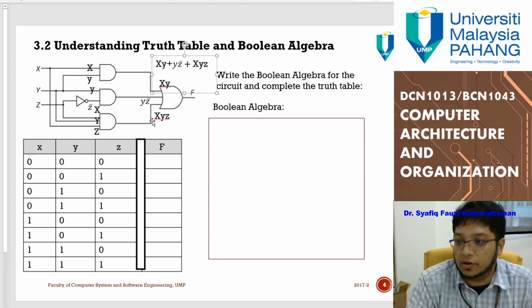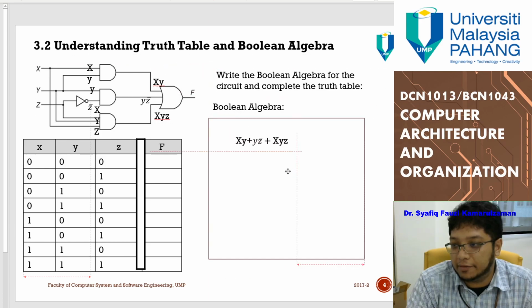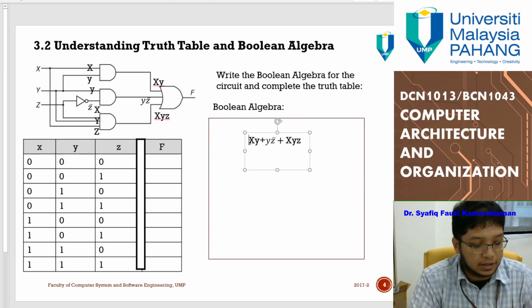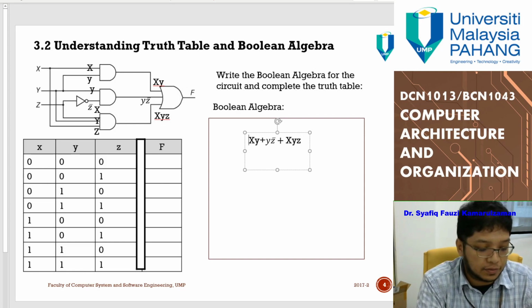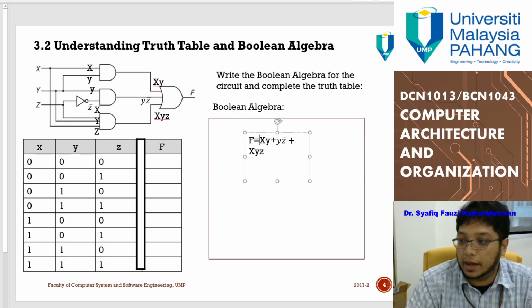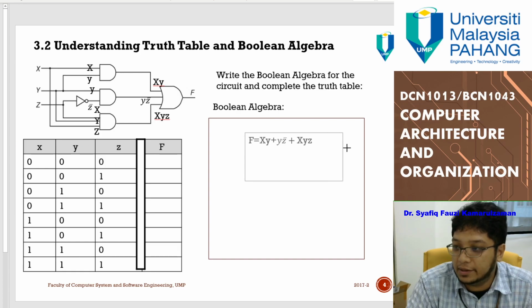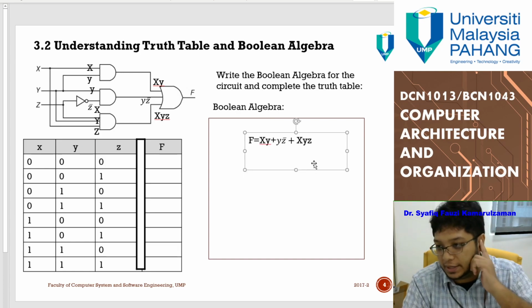Because this is an OR, we will add everything. We multiply or we add. So this is the result of your F, and this is the Boolean algebra. F is equal to XY plus YZ bar plus XYZ.